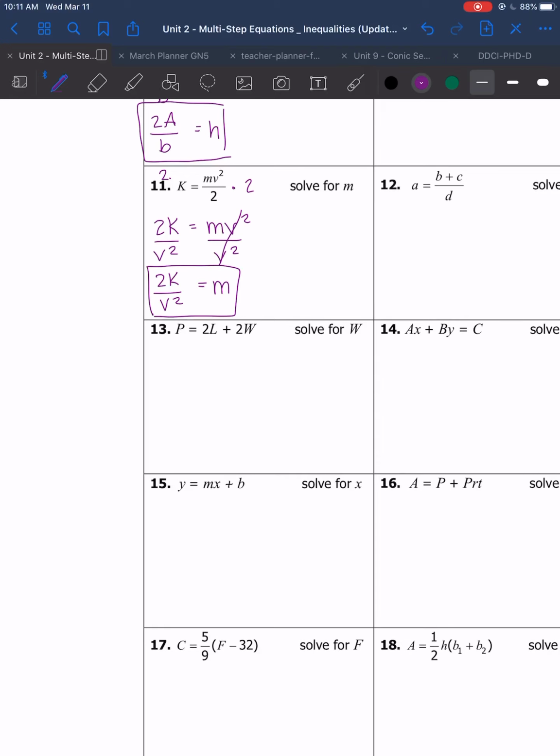And then this next one I'm going to solve for w. So I'm going to subtract 2l from both sides. So p minus 2l equals 2w, and then I'm going to divide by 2. So I have p minus 2l over 2 equals w.